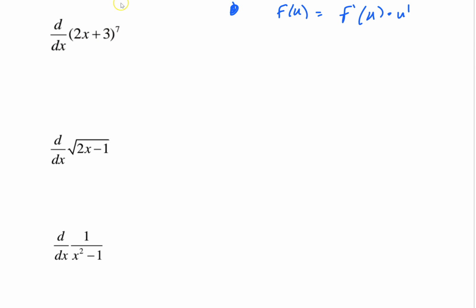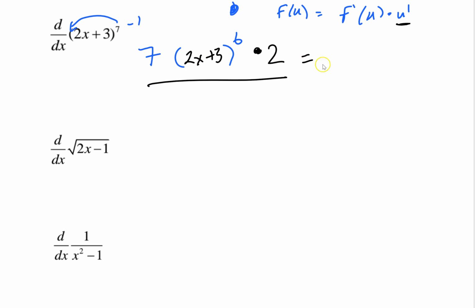So if I was doing this one, my outside is the 7th power thing, so I'm going to take the derivative of the outside, bring the 7 down, subtract 1 off. So it's going to be 7, 6. Then next, I got to leave the inside alone. So 2x plus 3 is going to stay in here, because leave the inside alone. And then the last step, times by the derivative of the inside. My inside is 2x plus 3. The derivative of that would just be 2. And that's my derivative, also known as 14 times 2x plus 3 to the 6. Right? That's the way it's going to work.